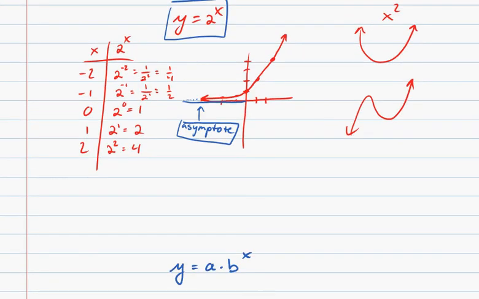So here is the form. Y equals a times b to the x power. Now in the example we just did, b would be 2, and a would just be that 1 in front that we didn't write, 1 times.